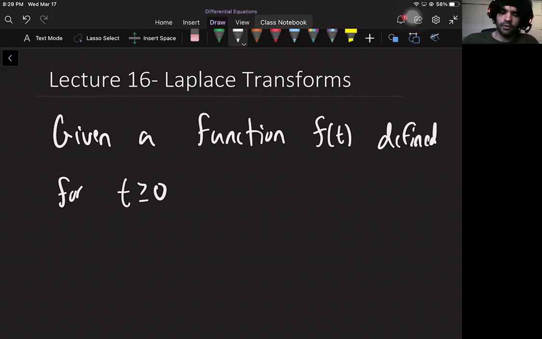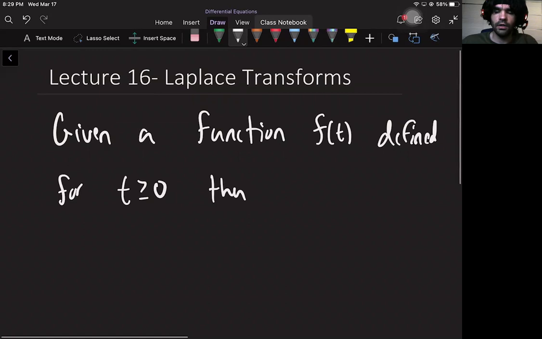Okay, so if you have a function of time, then what you can do is you can transform it into something else. And that's the idea behind a Laplace transform: you take your function, you transform it into something else using this magical process that is really cool. And then you go from there.